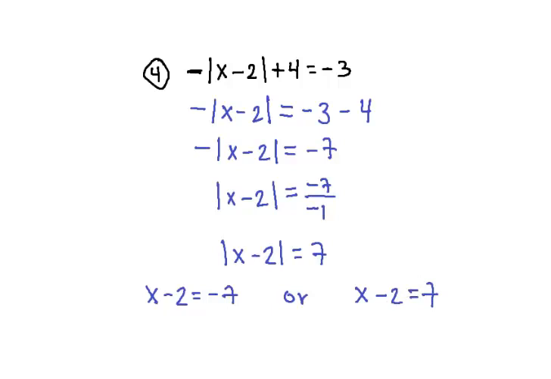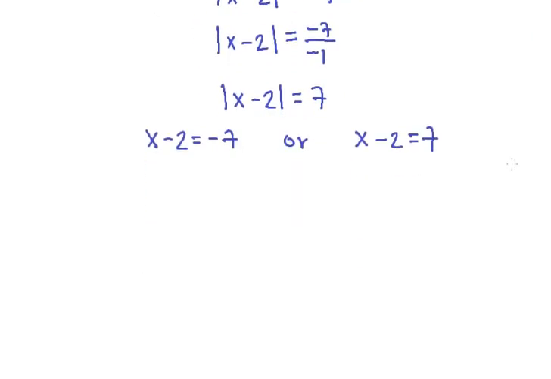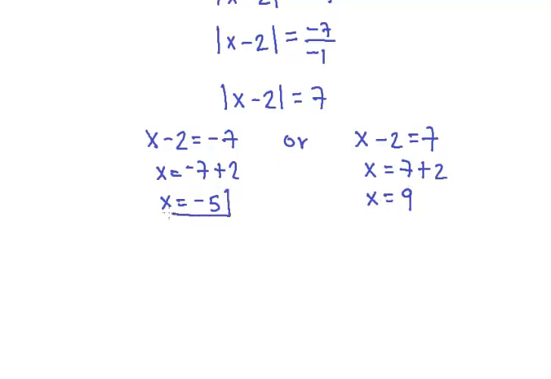Once we do that, we just keep solving each one of the possibilities. We would have this minus 2 to the other side, which will be minus 7 plus 2. Minus 7 plus 2 gives minus 5. On the other side, this minus 2 goes to the other side as a plus. So we have 7 plus 2. 7 plus 2 will be 9. Now that we have this, we already found the two solutions for the exercise. We just need to write the solution set.